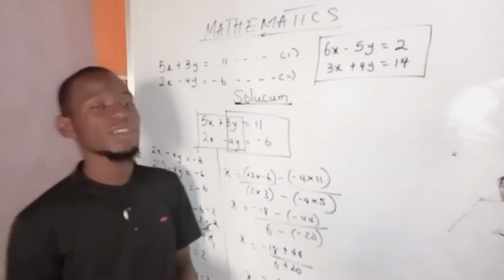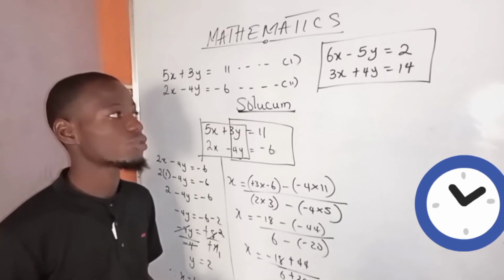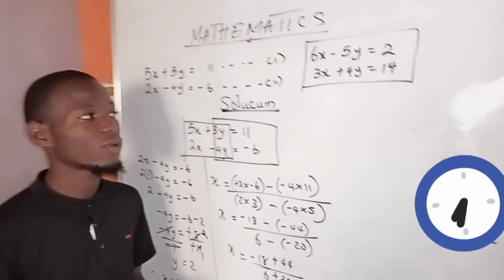So I want you to solve this and drop it in the comment box. 6x minus 5y equals to 2. 3x plus 4y equals to 14.